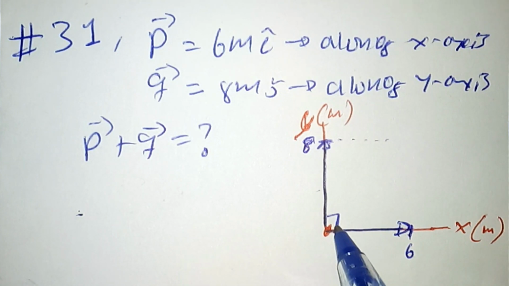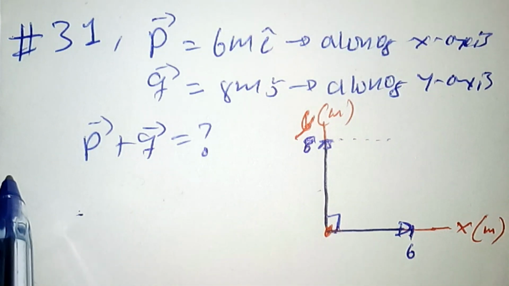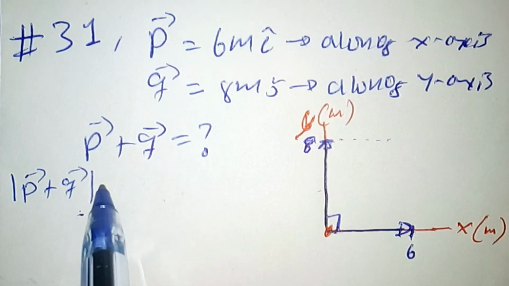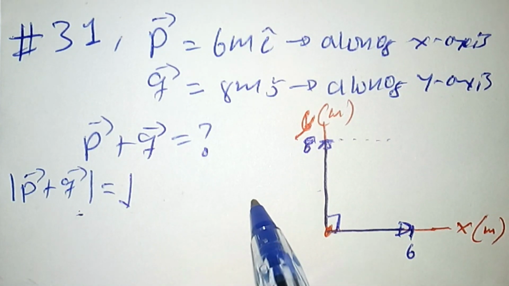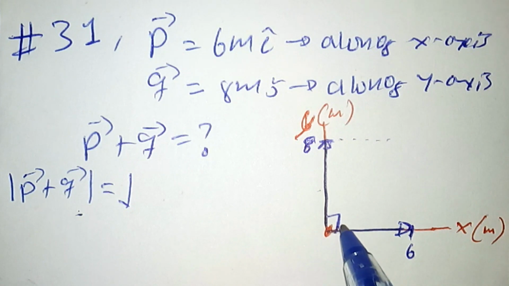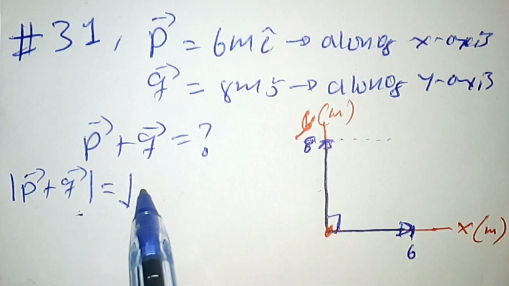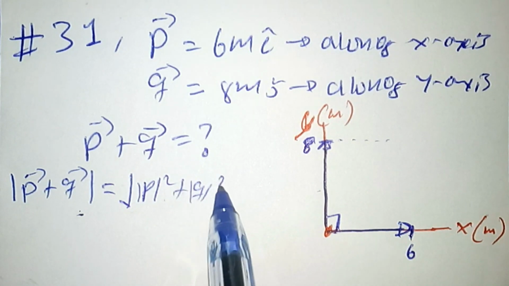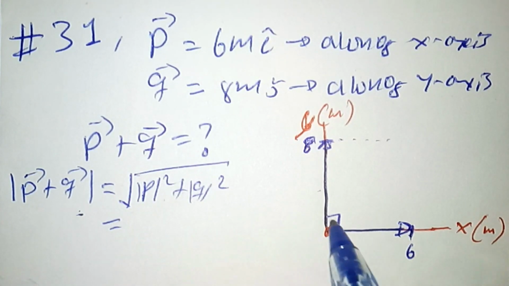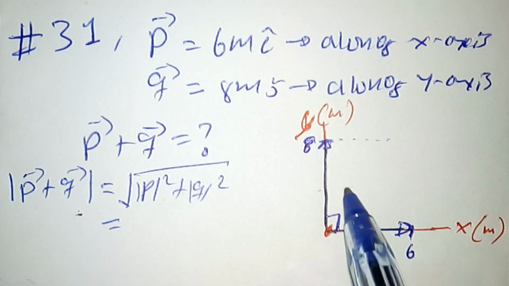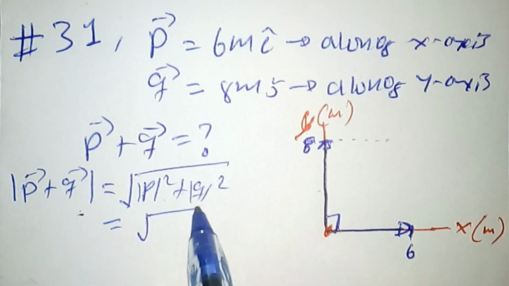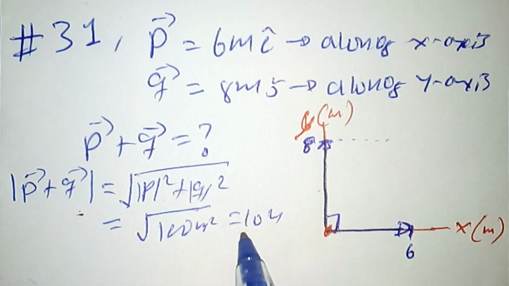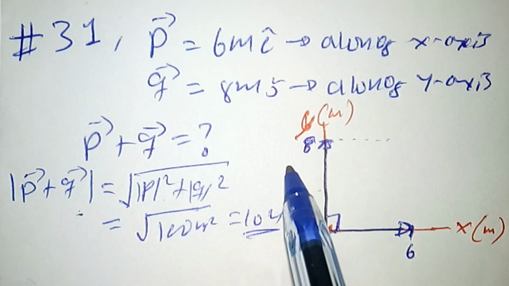If the vectors are perpendicular or orthogonal to each other, the magnitude of the sum of the two vectors is directly calculated using the Pythagoras theorem, because cos of 90 degrees is immediately 0. So this is the magnitude of P squared plus the magnitude of vector Q squared, which equals 6 squared plus 8 squared, which is 100 meter squared, which is 10 meters. This is the magnitude of vector P plus Q.